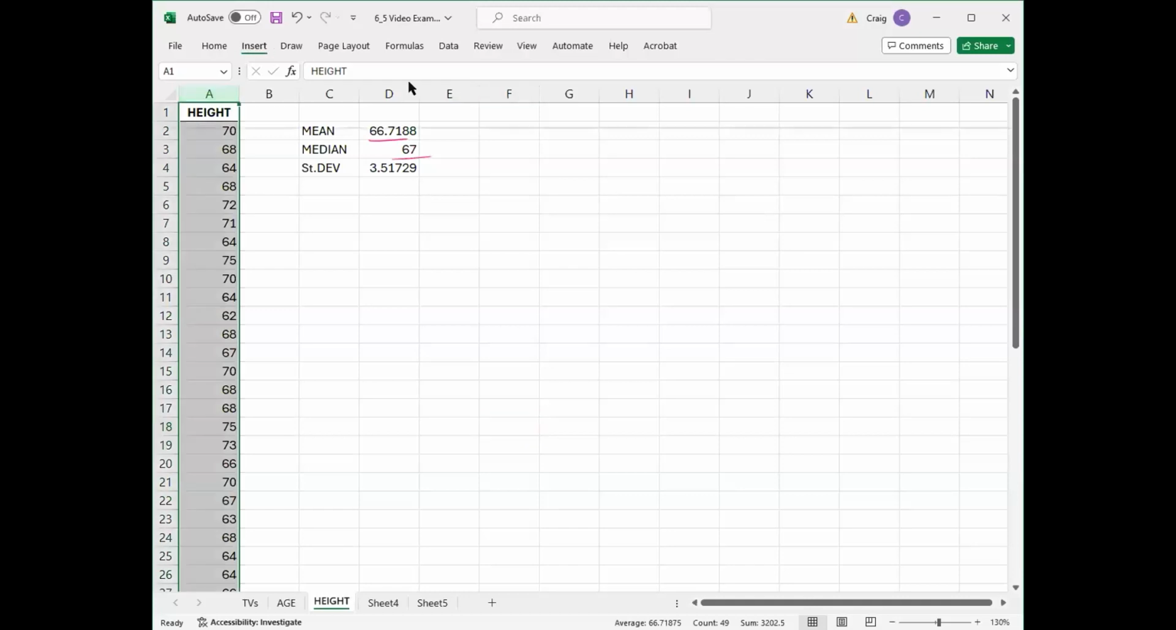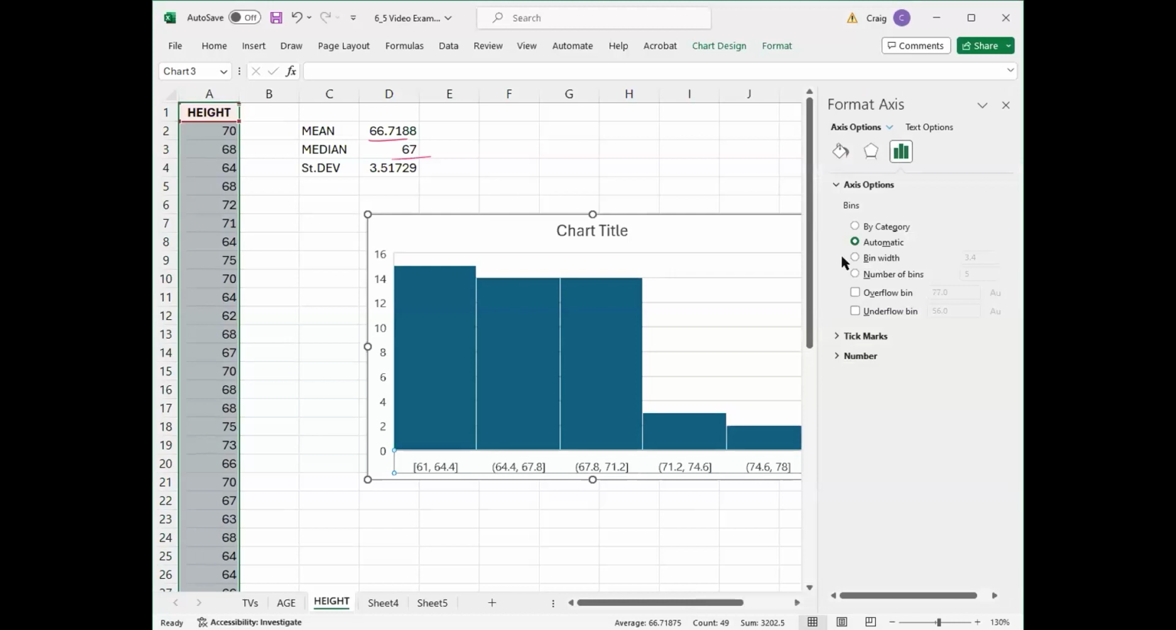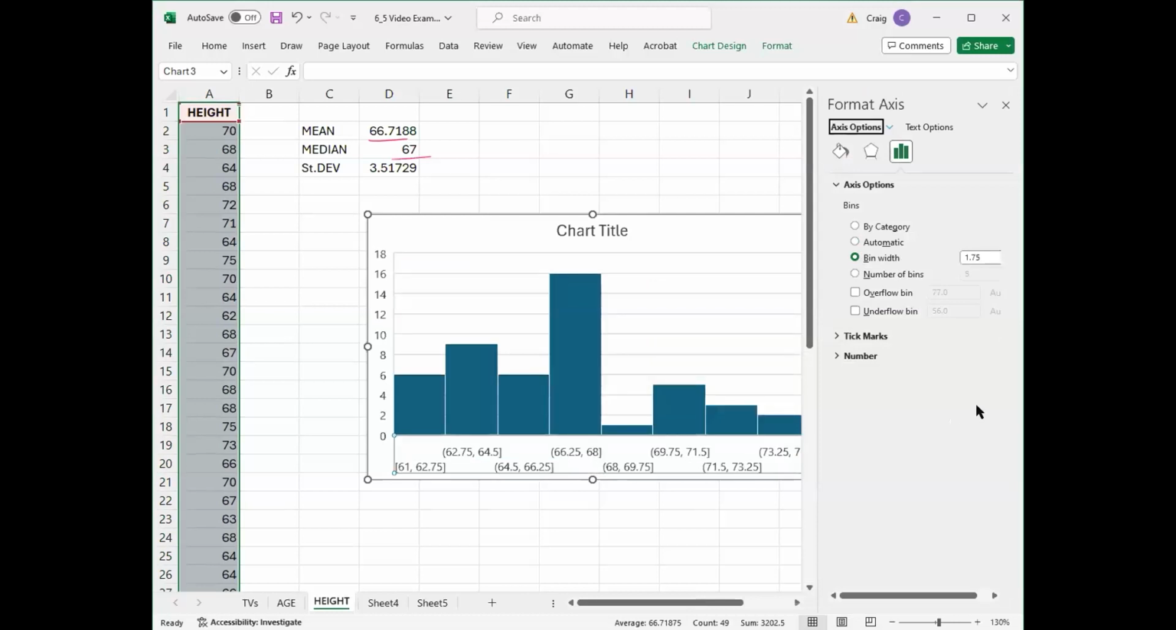Highlight data, insert, and go to histogram, hit OK. And now, again, we want to adjust the bin width so that it's about half the standard deviation. If that is 3.5, we'll call it about 1. We can do 1.5 or 1.75. Let's do 1.75 because we're talking about height.